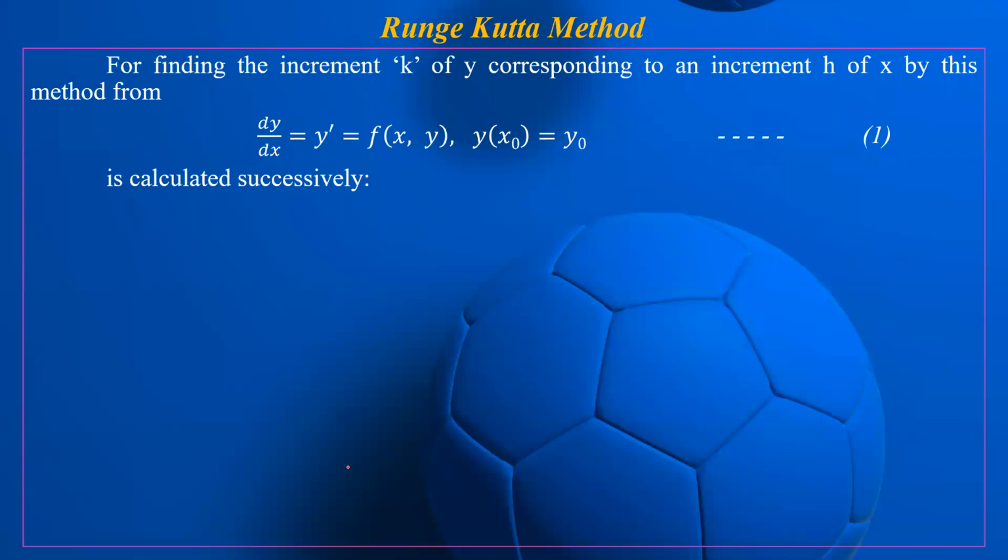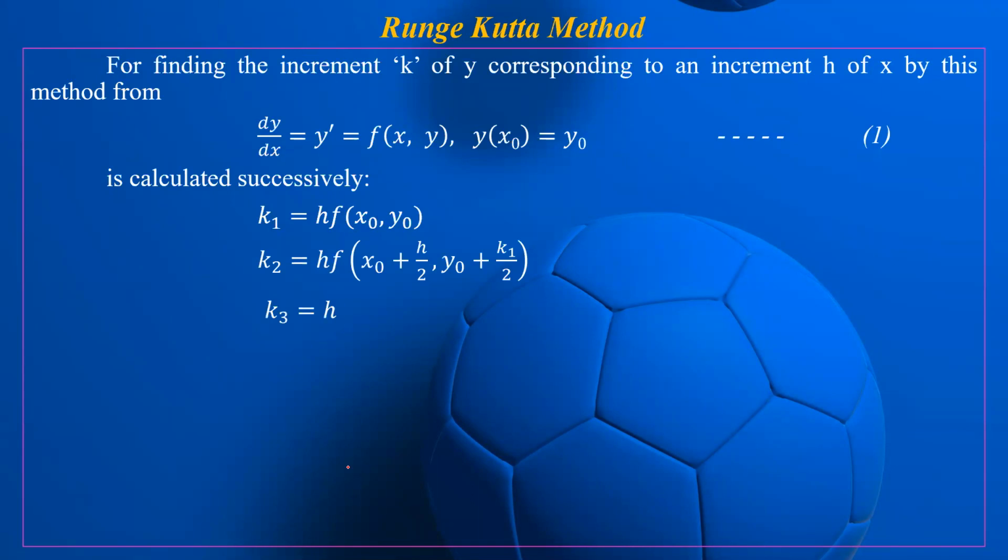So now we should learn how to get k1. K1 is similar to the Runge method: h times f(x0, y0). K2 is equal to h times f(x0 + h/2, y0 + k1/2). K3 is equal to h times f(x0 + h/2, y0 + k2/2), and k4 is equal to h times f(x0 + h, y0 + k3). In the Runge method we use k' instead of k4.